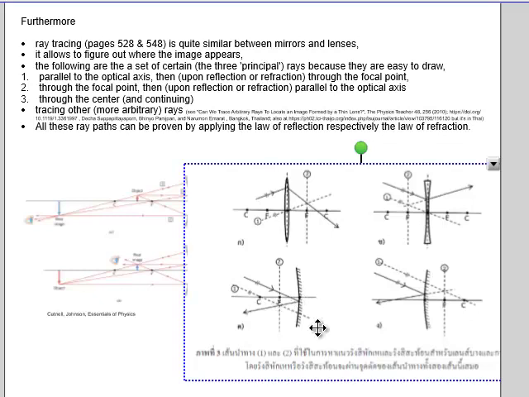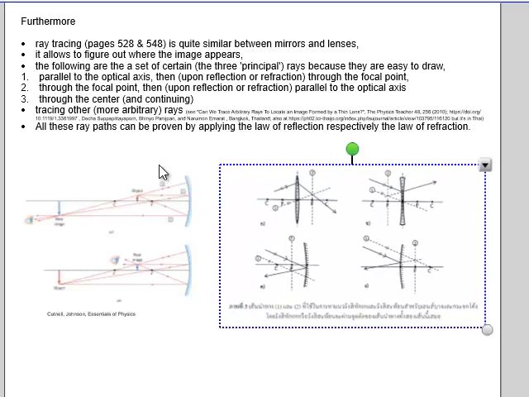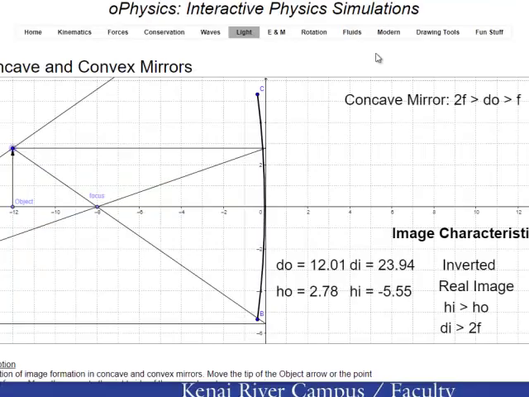Sorry about my cell phone in the background. All right. We really don't have to know this here, but I just want to show that while you find these three principal rays in textbooks, any one of them would work. These are just much easier to apply than these.